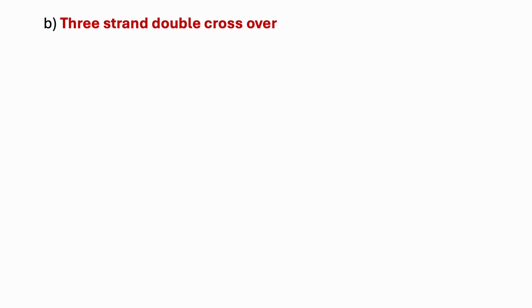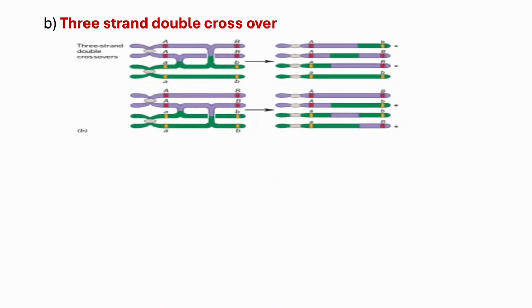In three-strand double crossover, three chromatids are involved. That is, the second chiasma contains one of the same chromatids which has crossed at the first chiasma, but the other chromatid is different. Here only one chromatid is non-crossover, while the other three exchange their segments.